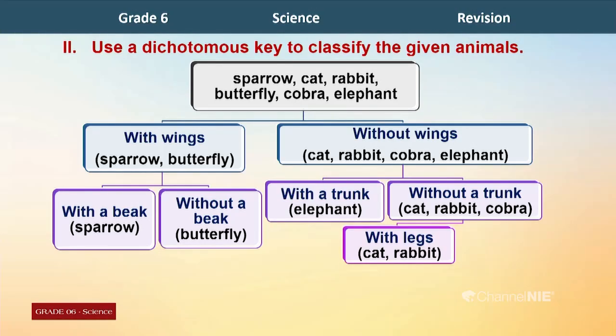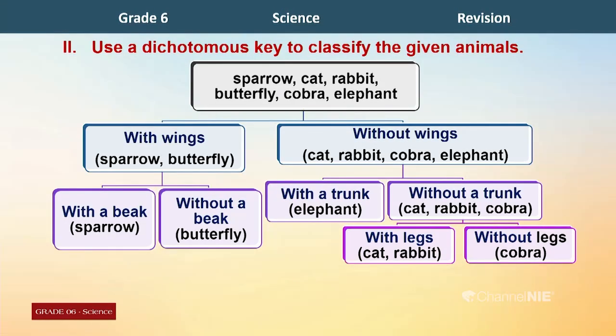With legs and without legs. Without a trunk, the cat, rabbit, and cobra, that group of animals also can be divided into two groups according to the presence of legs and according to the absence of legs. Then with legs, there are two animals, the cat and the rabbit. The cobra does not have legs. It is a type of snake.